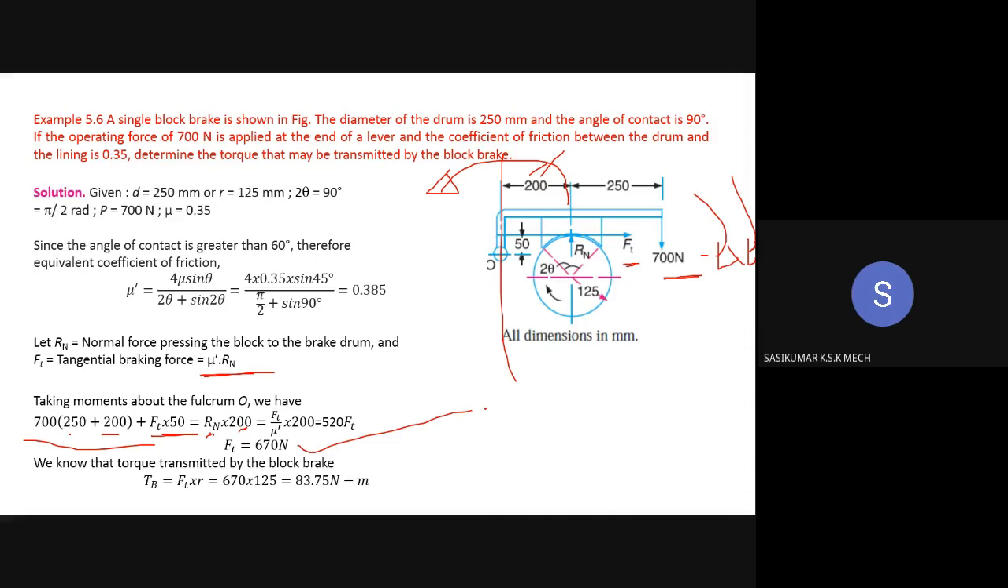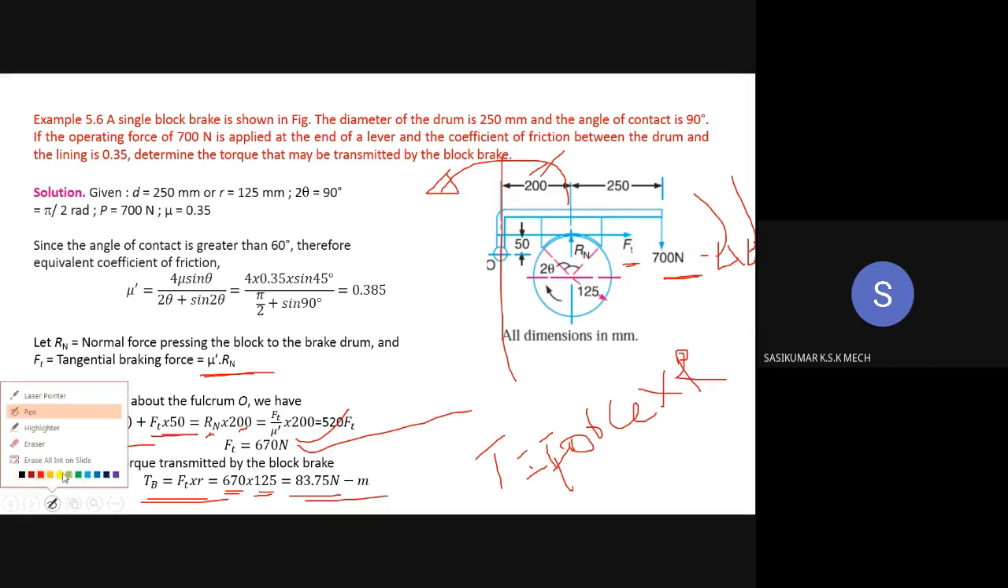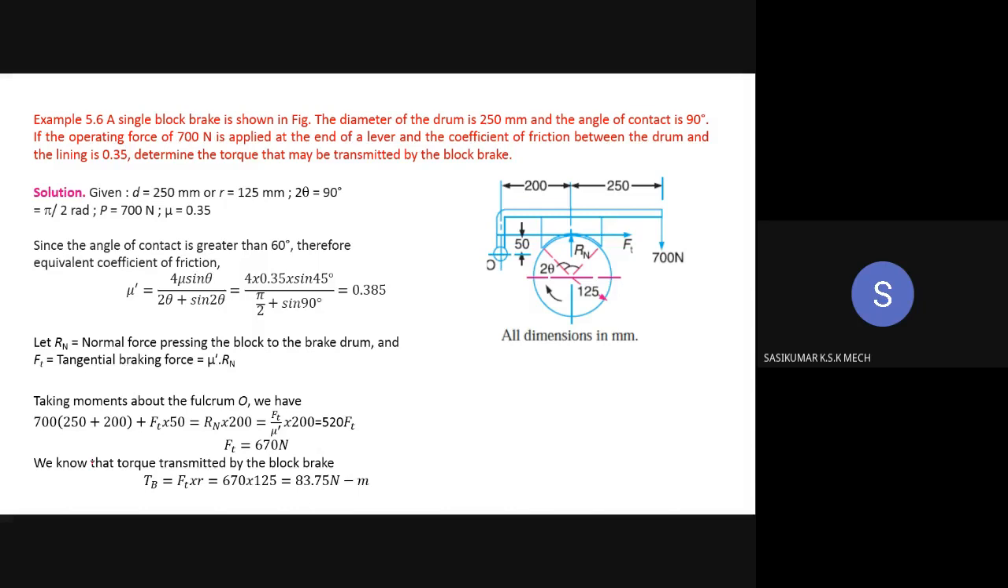The force is 670 Newton, and the braking torque can be determined by simply multiplying with the radius. Torque is nothing but force into radius, that you know. So the braking torque is this much, and the braking force is this much. Braking torque is 670 into the radius of the drum, 125 mm, which is 83.75 Newton meter. And this is the design of the simple block brake.